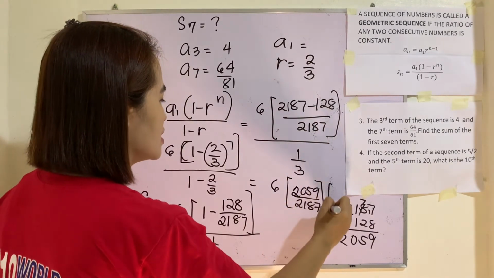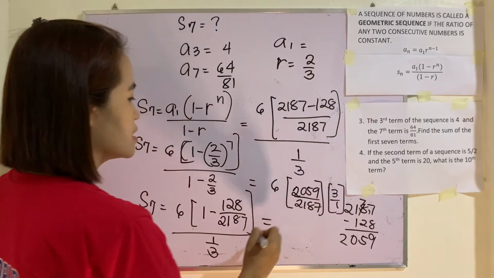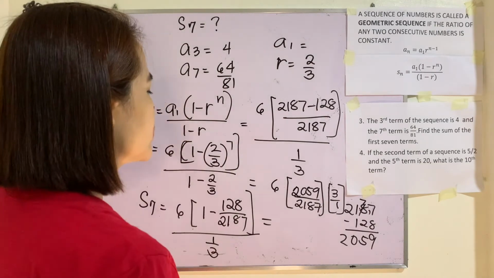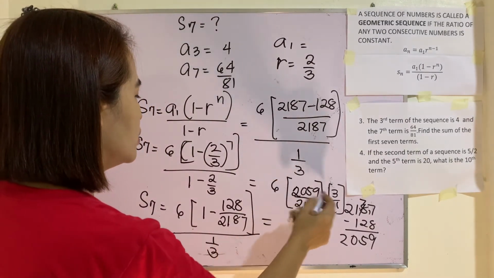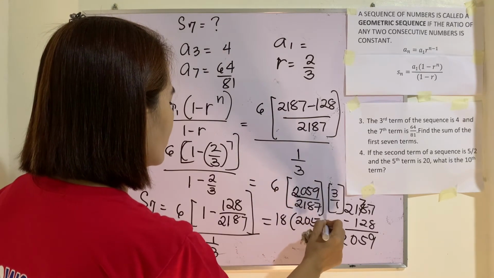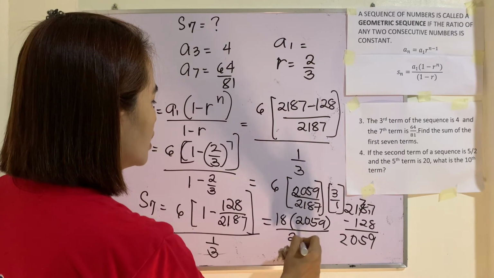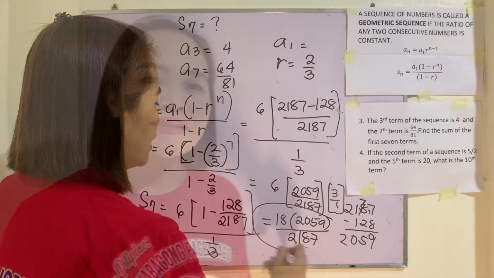Multiply it by the reciprocal, 3 over 1. So this is now equal to 18 multiplied by 2059 over 2187. Just multiply.